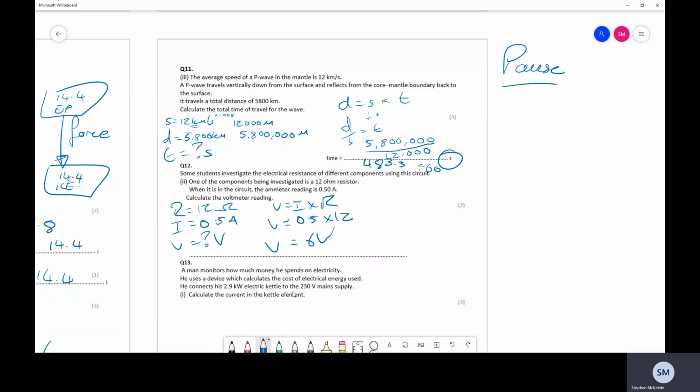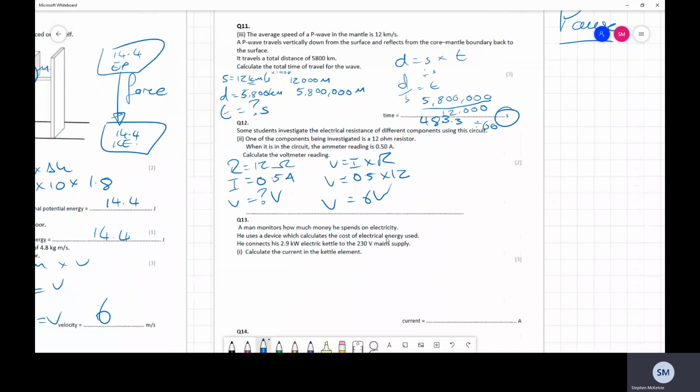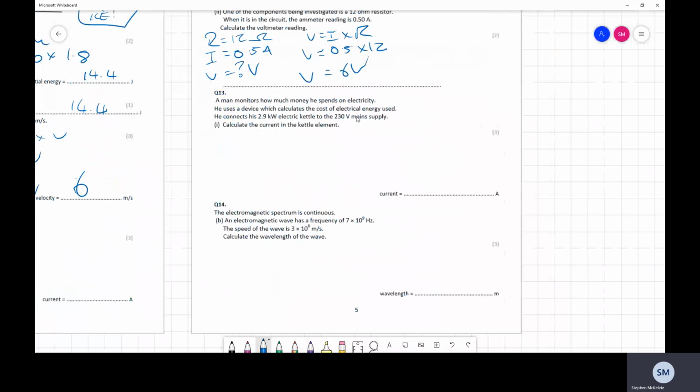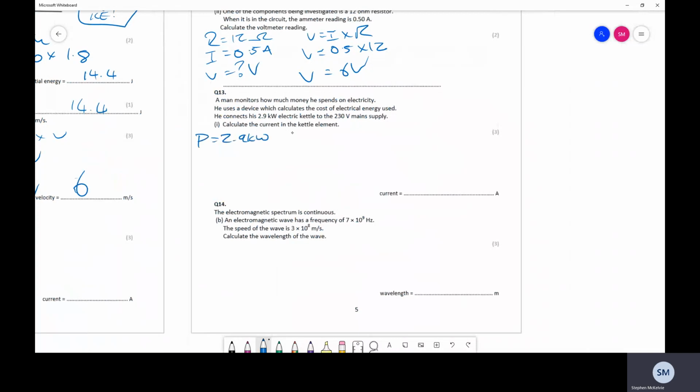A man monitors how much money he spends on electricity. It's a very good thing to do because electricity is expensive and bad for the environment. He uses a device which calculates the cost of electricity used. He connects his 2.9 kilowatt, which I'm going to change into 2,900 watts, kettle to a 230 volt mains supply, 230 V. Calculate the current in the kettle element.